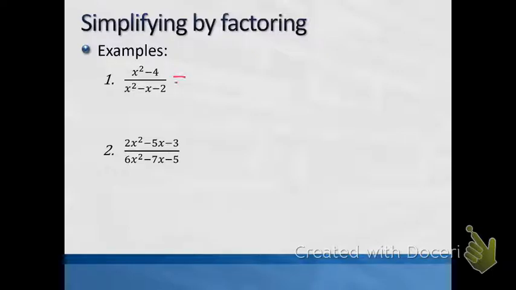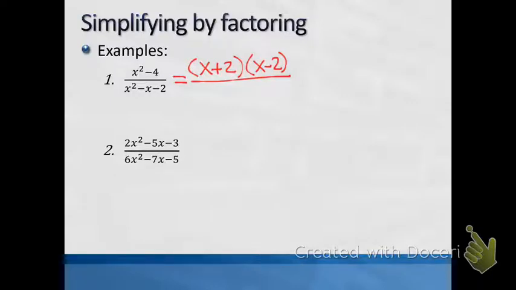So the numerator is x squared minus 4. That's a difference of squares. That factors into x plus 2, x minus 2. The denominator, that's a trinomial.